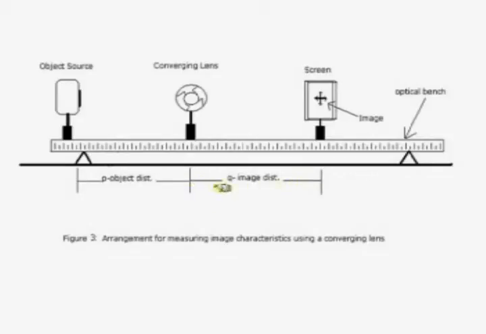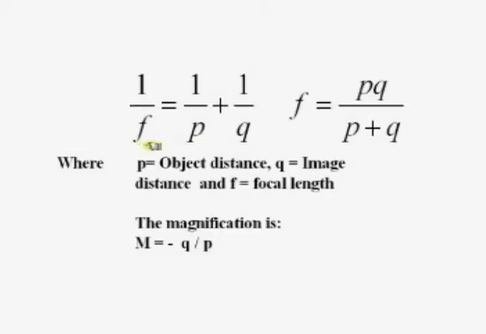So if you go here, 1/f = 1/p + 1/q, or f = pq/(p+q). So you can use different p's and their corresponding q's to find out the focal length, remembering that there's only one focal length for a given lens.